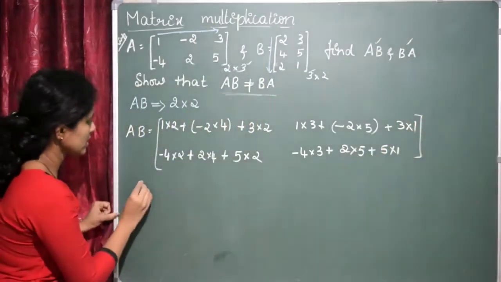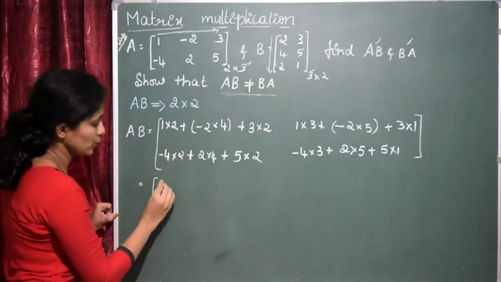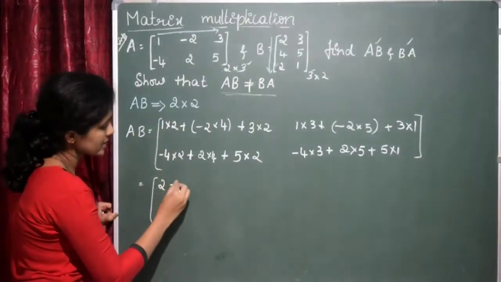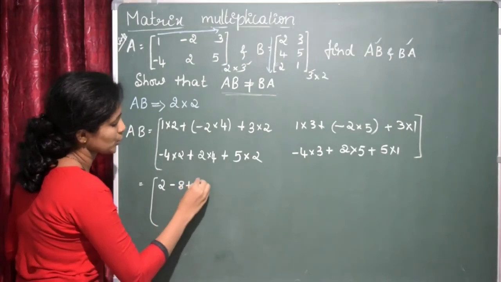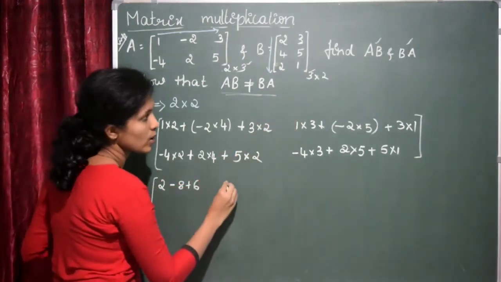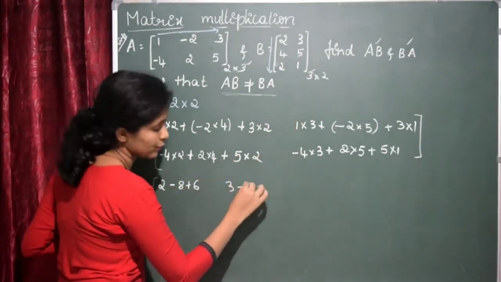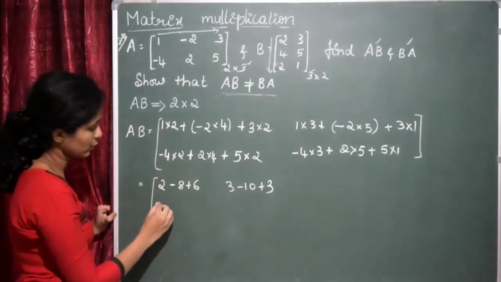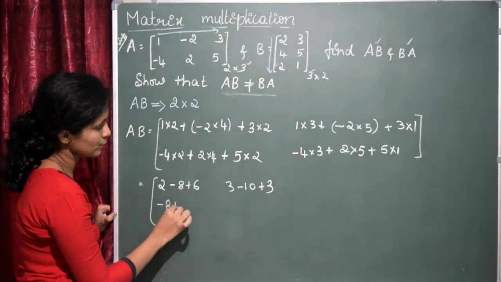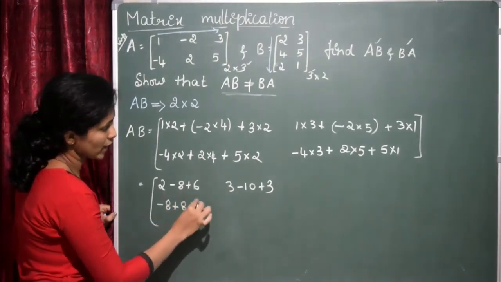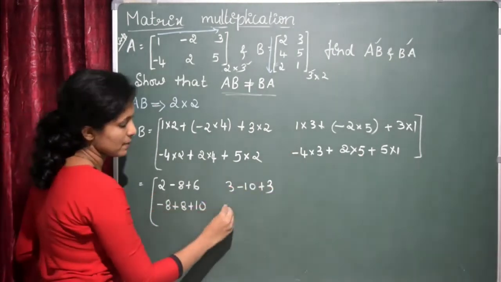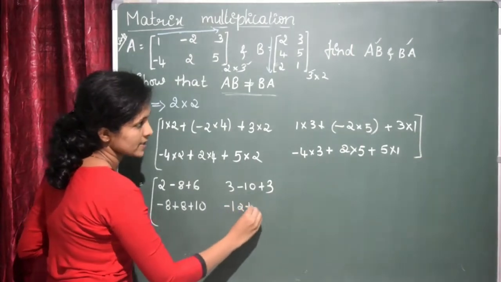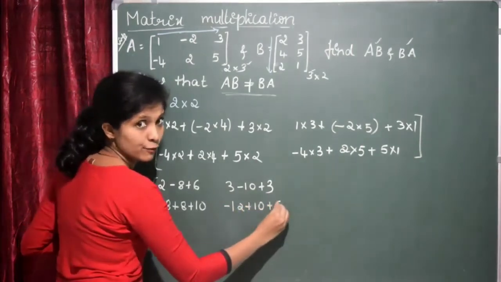Okay. So this is equal to now AB. 1 into 2 will be 2, minus 8, plus 3 into 2 is 6. Here this is now 3, minus 2 into 5 will be 10, plus 3. So this is now minus 2 into 4 is minus 8, plus 4 into 2 is 8, plus 5 into 2 is 10. That will be minus 12 plus 10 plus 5.